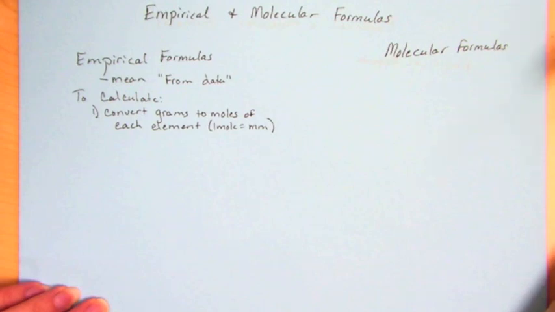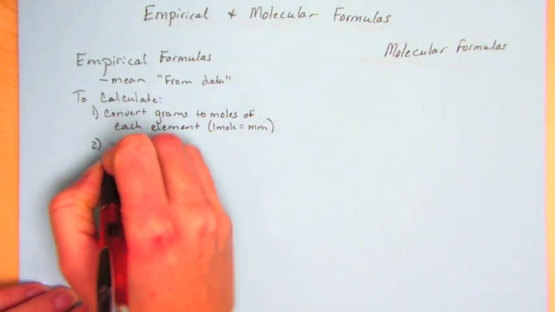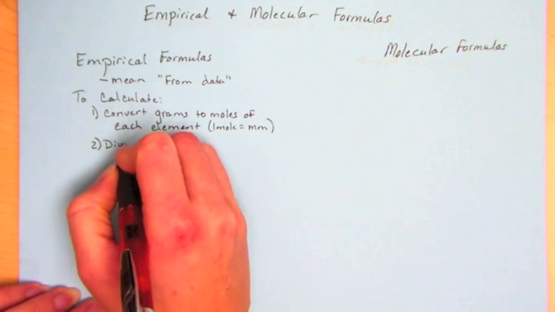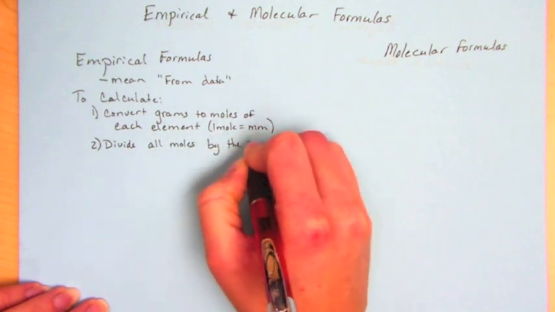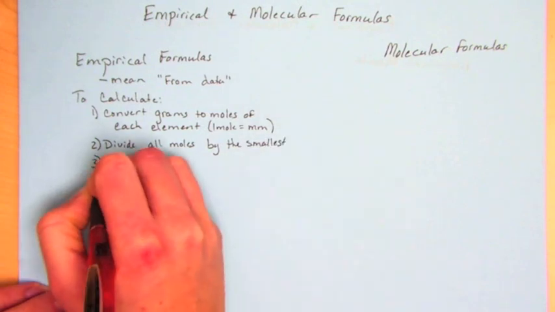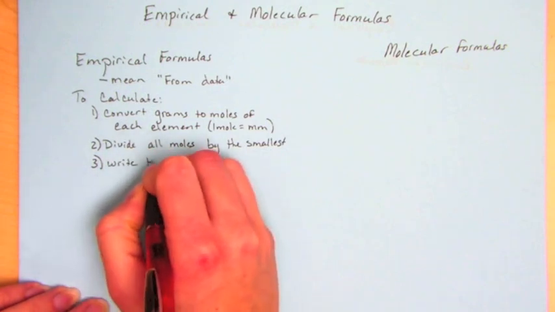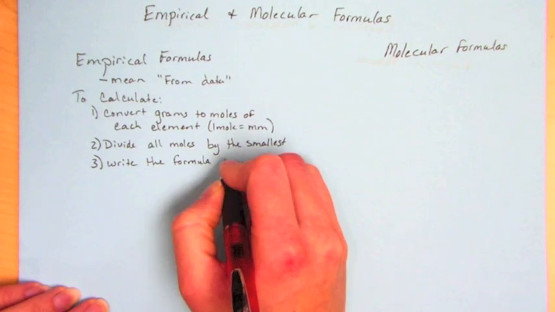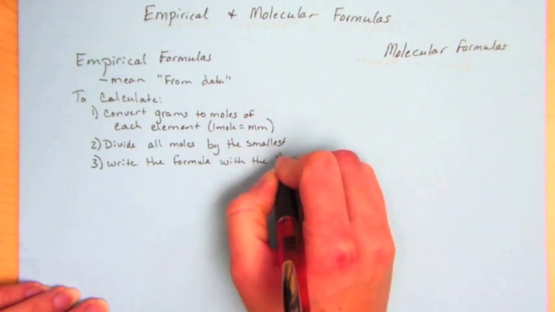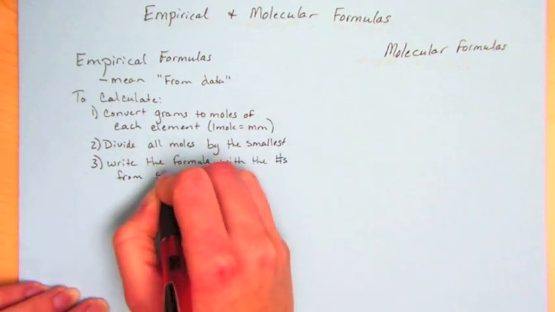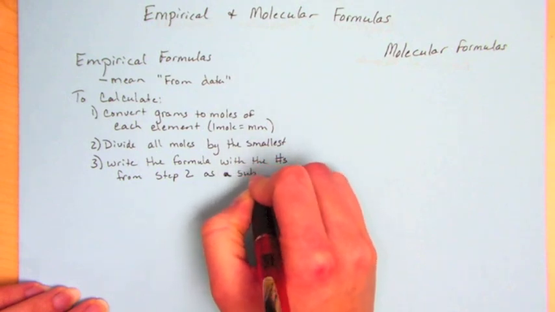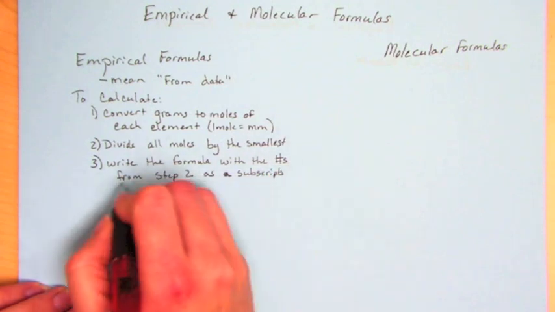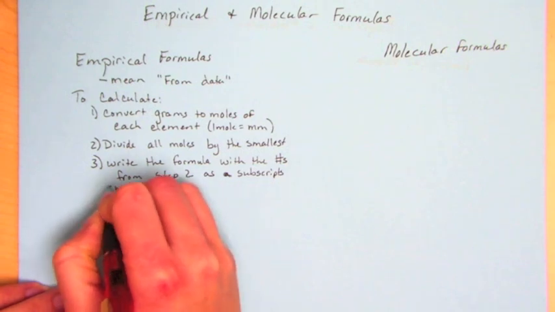Step 2, divide all moles by the smallest. And then step 3, write the formula with the numbers from step 2 as subscripts. We also write the formulas with the metals first.